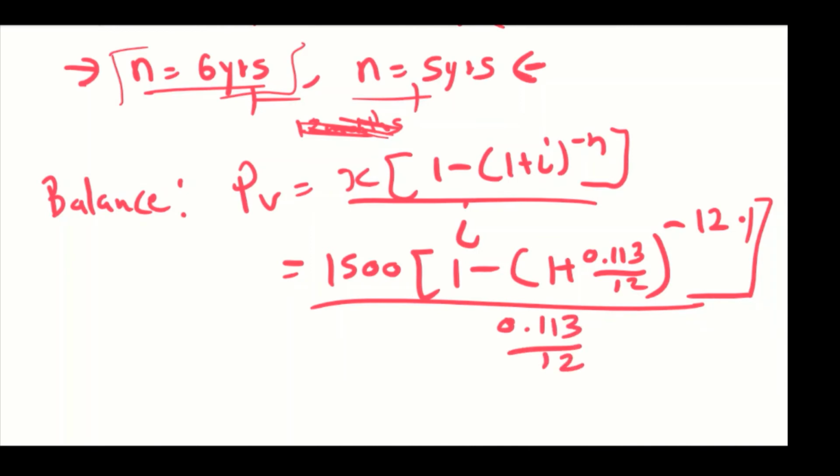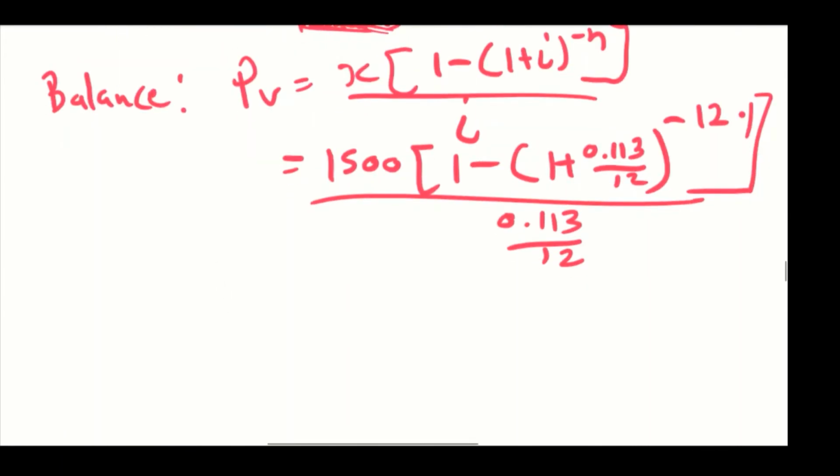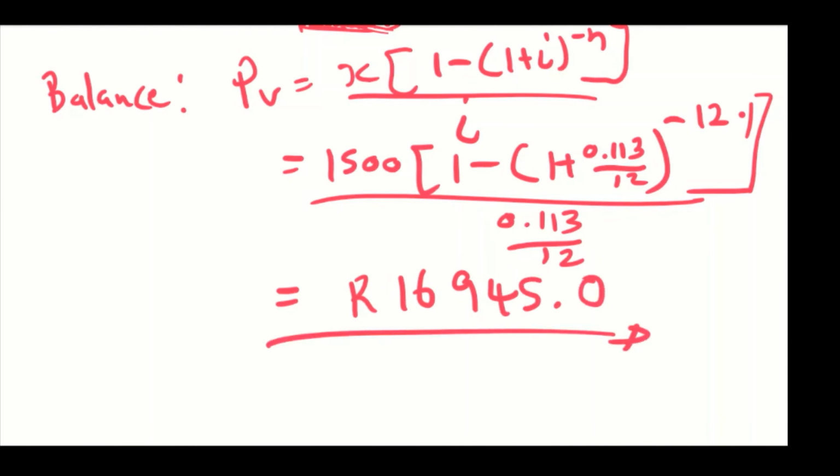So why am I doing this? We want to identify the balance for this extra 1 year, because we are mostly interested in only 5 years and not 6 years. If it was 6 years, we would write the proper period. So what you are going to get here is 16,945.0.